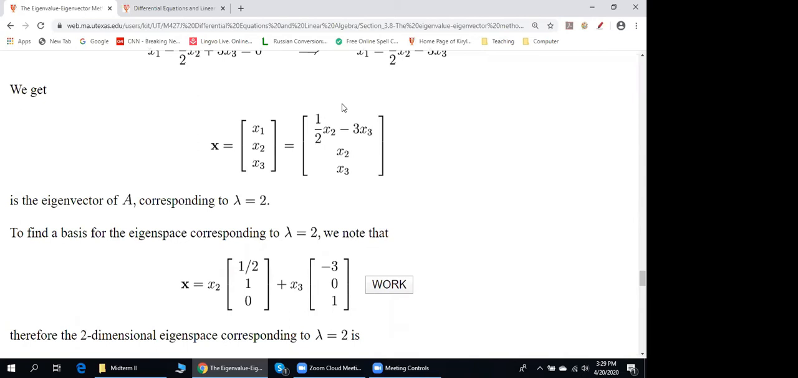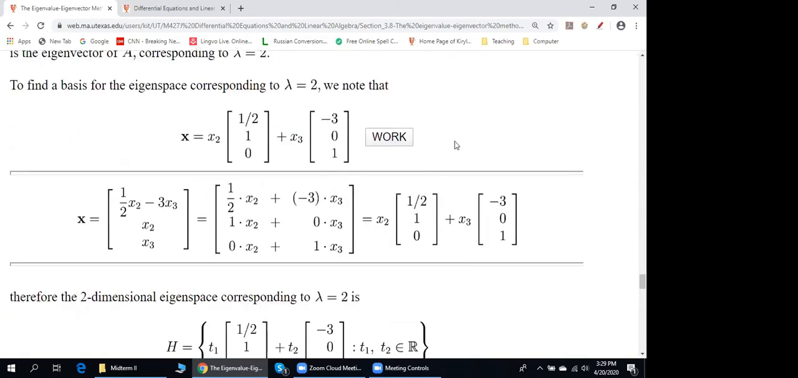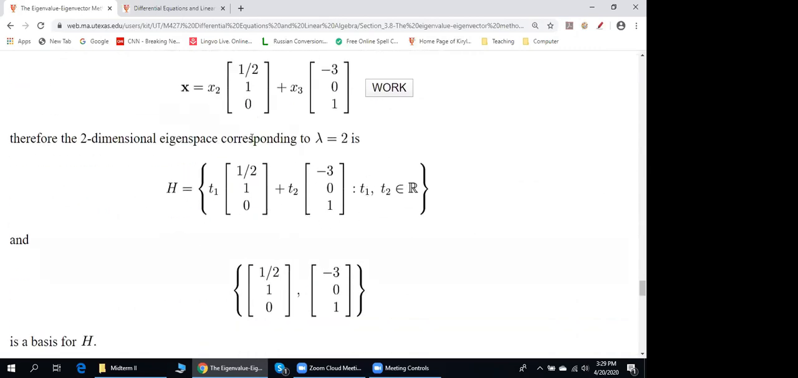Now, we split this matrix column into 2 pieces, this plus this. Therefore, what we see in front of us is the eigenspace, and its basis consists of 2 vectors, vector number 1 and vector number 2.